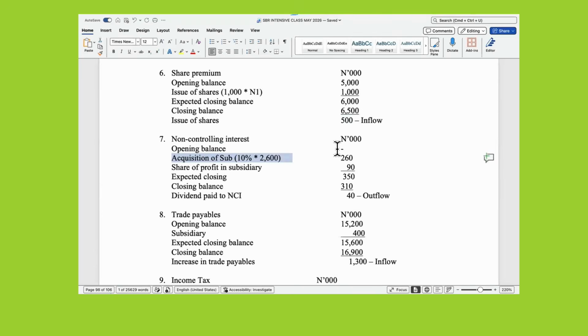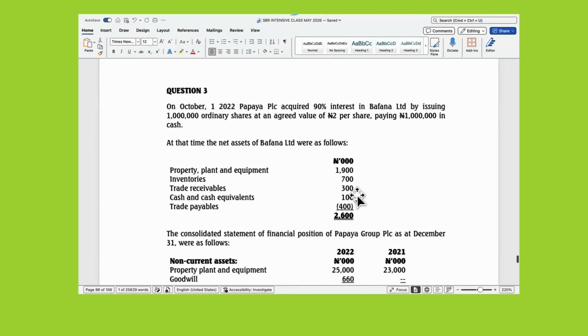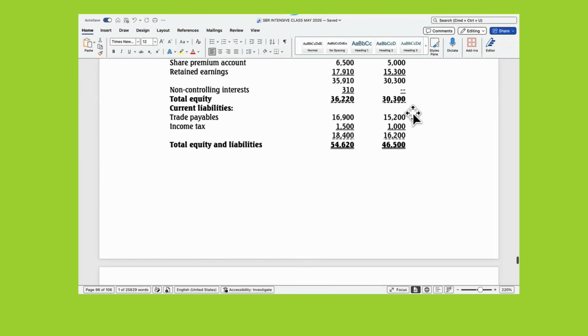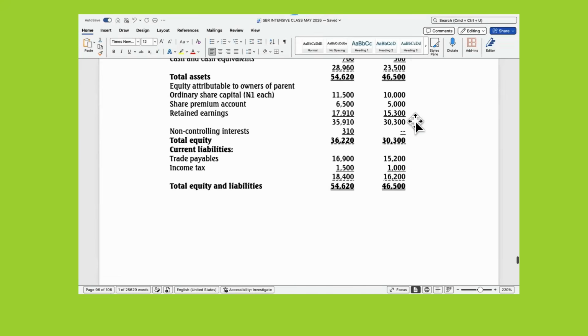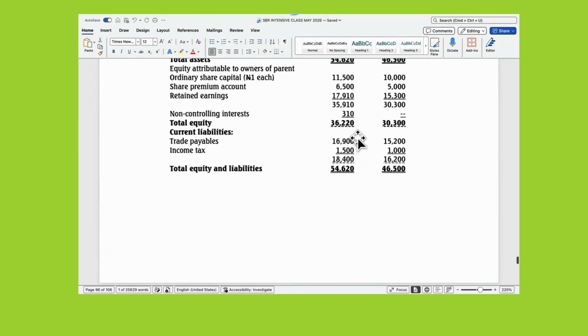The acquisition, 260, share of profit, expected closing. So the difference is dividend paid to NCI. Then trade payables, which is the next item after NCI. This one increased. I'll just do 15.2 plus subsidiary 400. I compare it with this. Any increase will be an inflow because it's a liability.